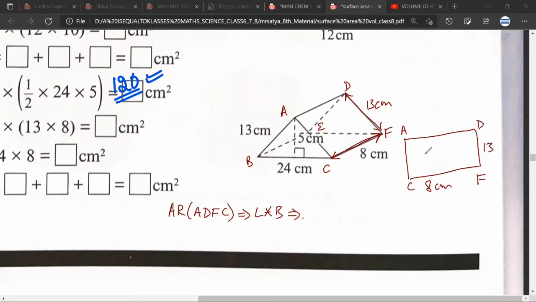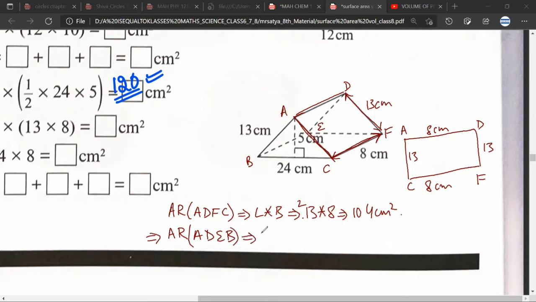So A, C, F, D. This DF is 13, this is 13, FC is 8, this is 8. So we are very comfortable that we'll have the area as 13 into 8. 8 threes are 24, 8 ones are 104 centimeter square. And this rectangle is equal to the area of ADEB.